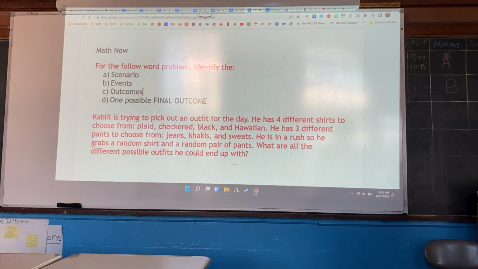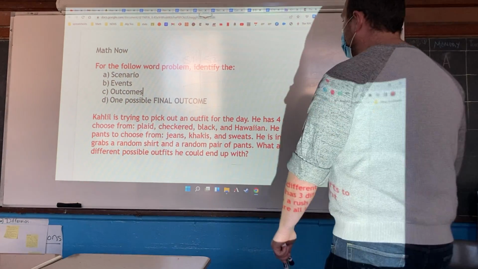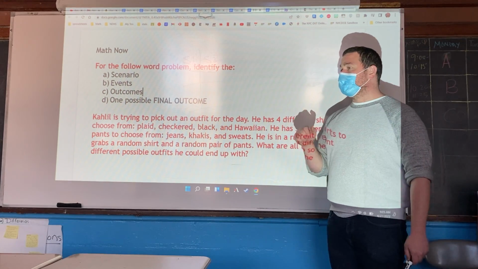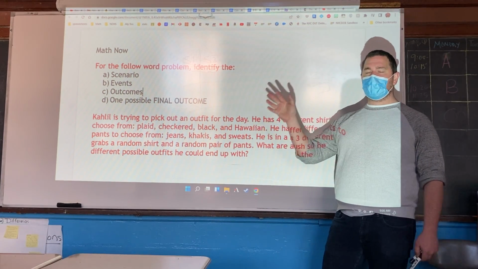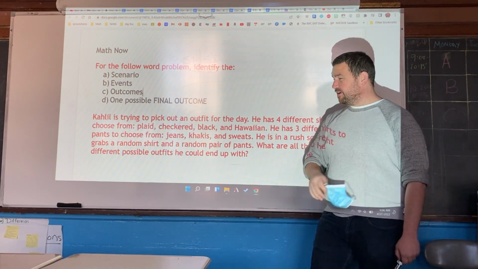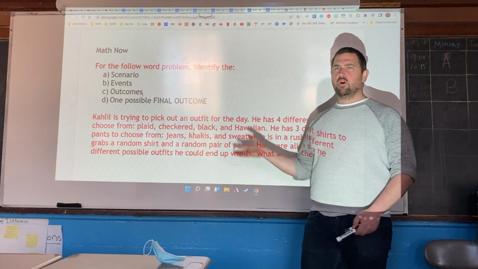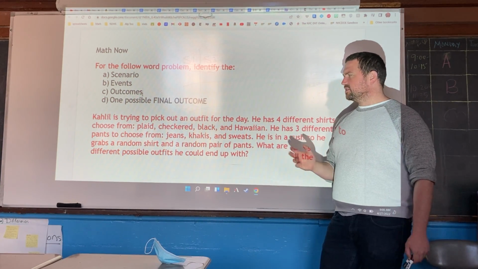So this is our math now. We're asked to define the scenario, events, outcomes, and one possible final outcome. Someone help us out to start. What is the scenario in this word problem? Kelly, what is the scenario?